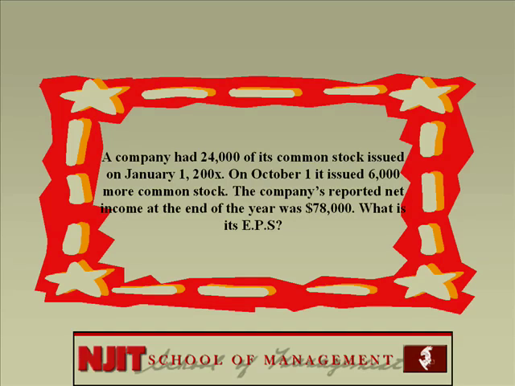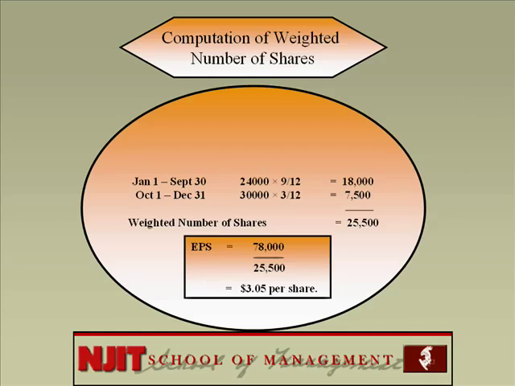If you look at the formula, it said the denominator was weighted number of shares. How do you calculate the weighted number? Okay. Follow me through this very carefully. From January 1 to September 30th, the company had 24,000 shares issued. That's for 9 months out of 12, it had 24,000 shares issued. On October 1, they issued 6,000 shares.